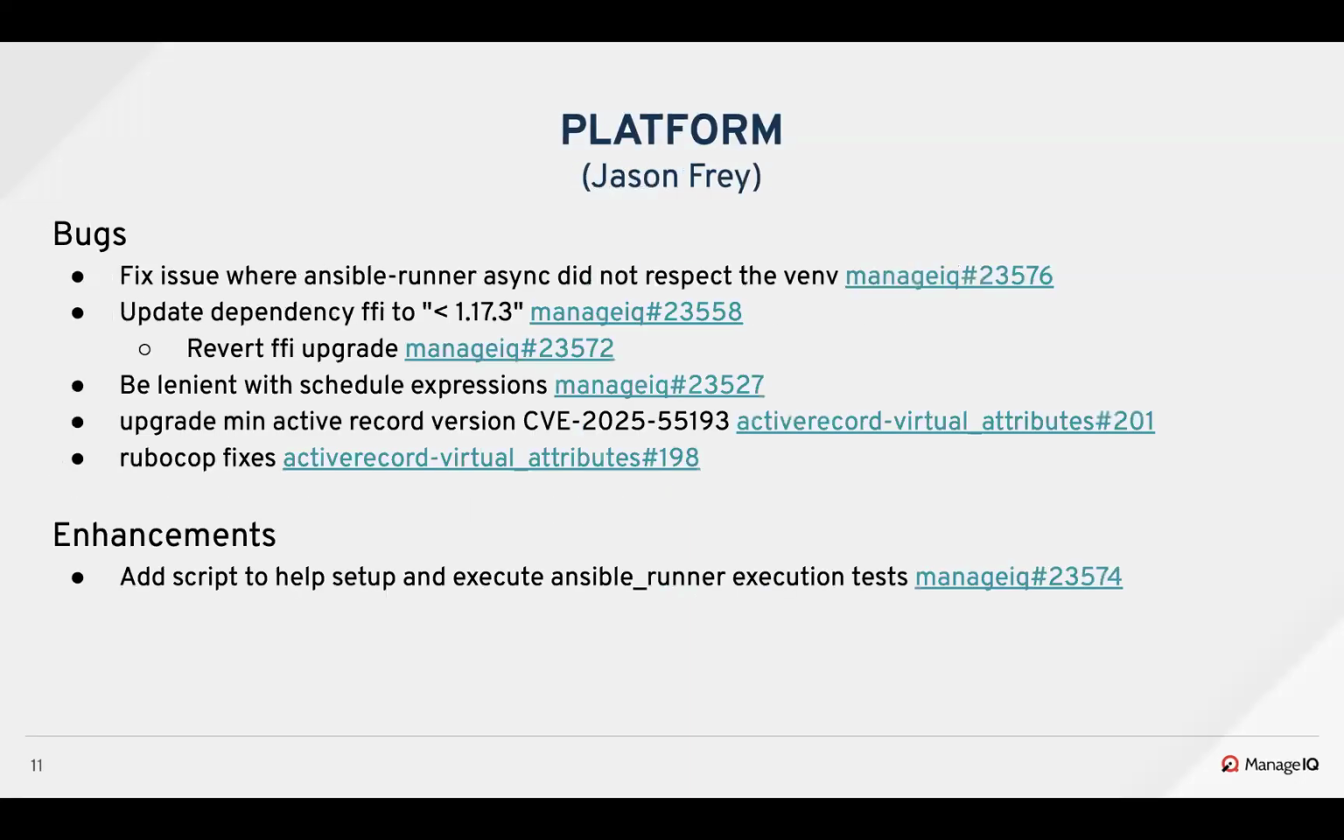Over to Jason. All right, on the platform side, I fixed an issue with Ansible Runner async methods where it did not respect the new virtual environment. This was causing issues where when you'd run Ansible Runner or embedded Ansible things through the catalog, they would just blow up. Part of that was also adding a number of tests for async.